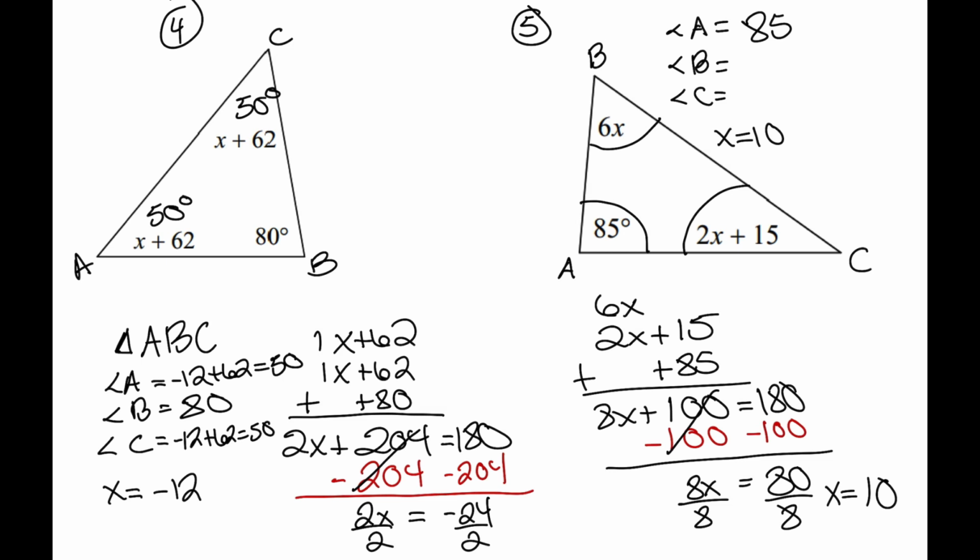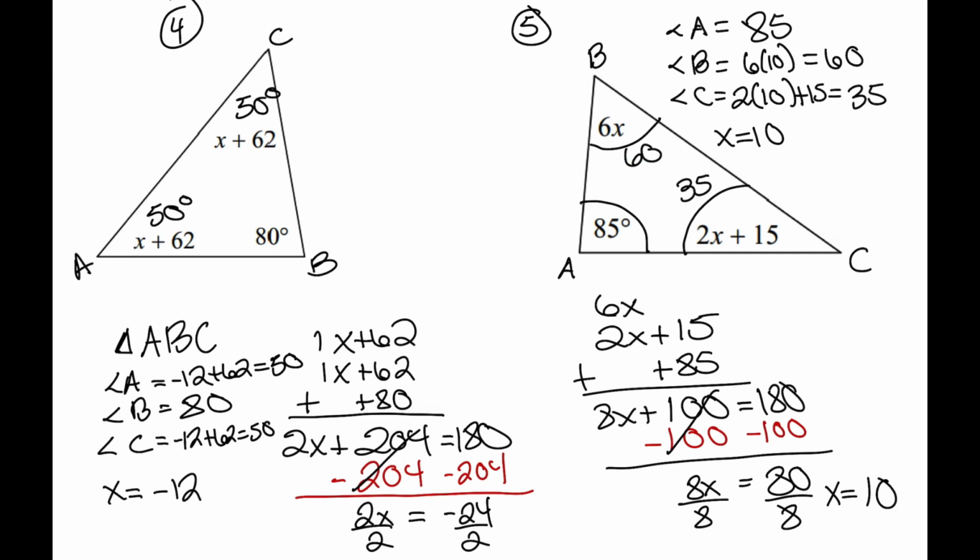Okay? So we got to find the value of the measure of angle B. So we'll do 6 times 10, because x is 10, which is going to be 60. And then we're going to do 2 times 10 plus 15. 2 times 10 is 20. 20 plus 15 gives me 35. Okay, so the angle measures are 60 and 35.